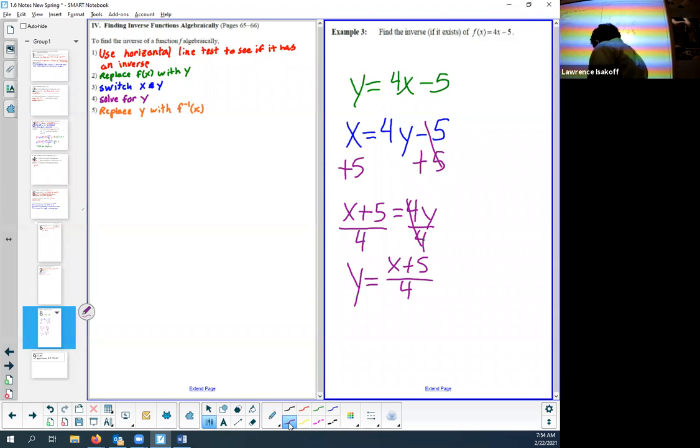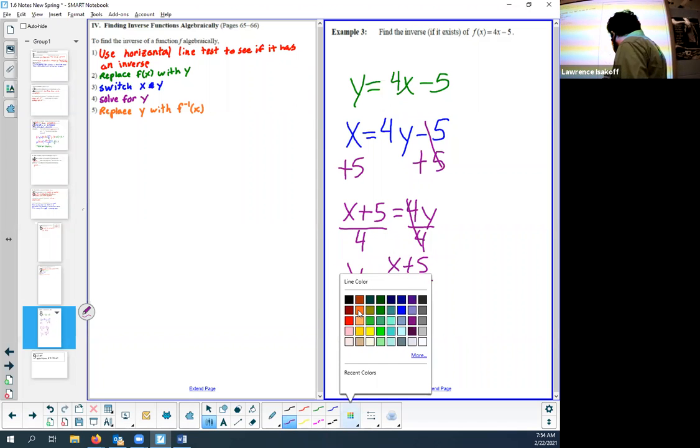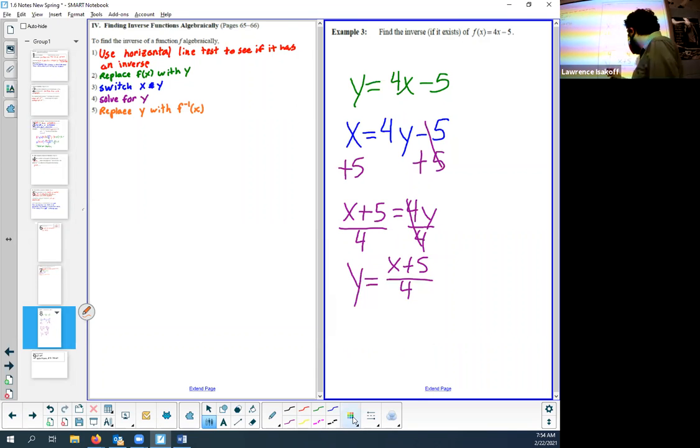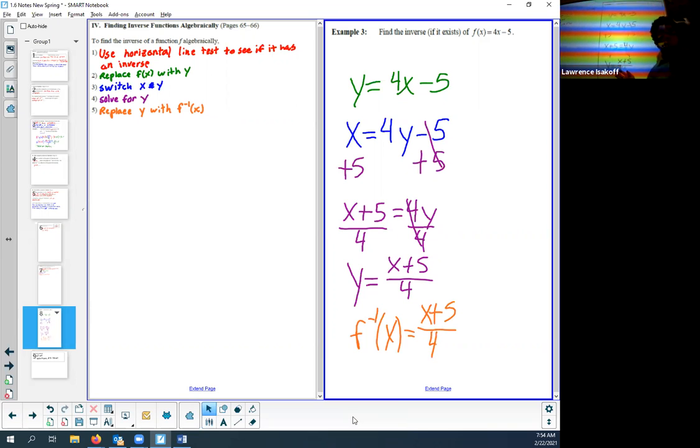Now the final part is actually not too bad. All it says is replace y with f inverse. So I could just write it as f inverse of x is equal to (x plus 5) over 4. So that's how I do that algebraically. Do we have any questions on that before I confirm that these are inverses with Desmos?